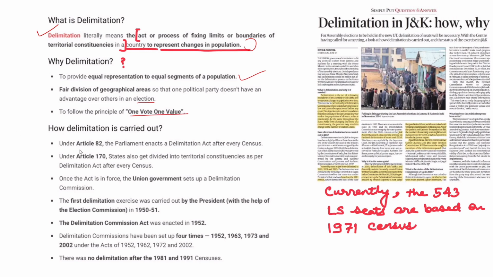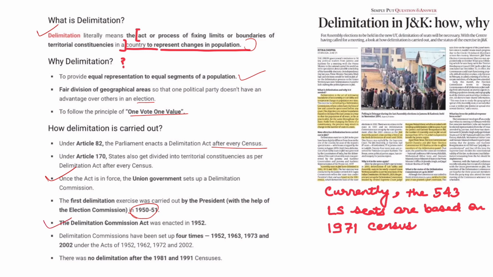Under Article 82 of the Indian Constitution, the Parliament enacts a delimitation act after every census. Under Article 170, states are also given a system to enact the Delimitation Commission. Once the act is in force, the Union government sets up a Delimitation Commission. The first delimitation in India happened in 1950 and 51. The Delimitation Commission Act was enacted in 1952.